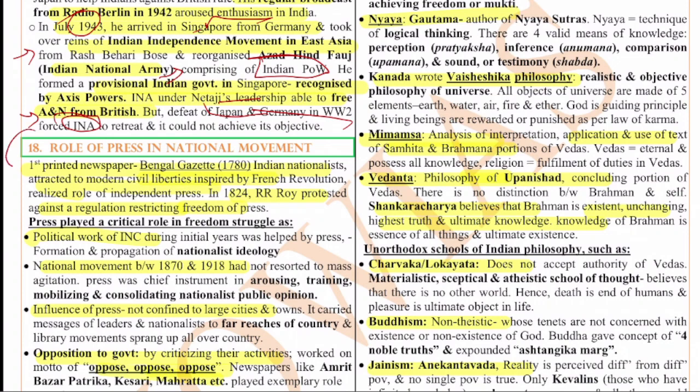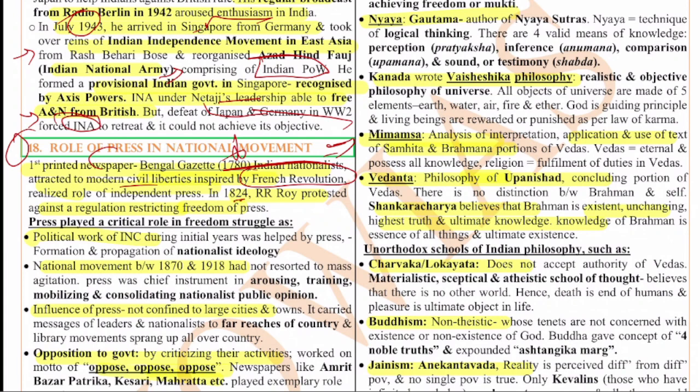Next, the 18th question is on the role of the press in the Indian national movement. The press played a significant role in raising awareness among the people during the time of the British. The first printed newspaper, the Bengal Gazette in 1780, by the Indian nationalists, attracted the modern civil liberties inspired by the French Revolution. This can be a good introduction.